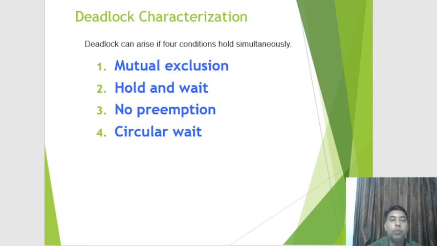And the last and fourth condition is known as circular wait. Here, a set of processes are waiting for each other in a circular manner, waiting for execution of each other. Okay, so these are the four essential conditions for deadlock.